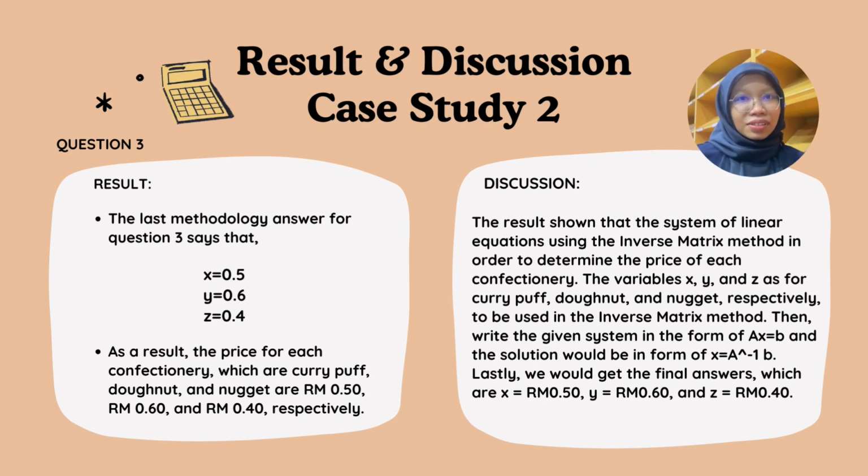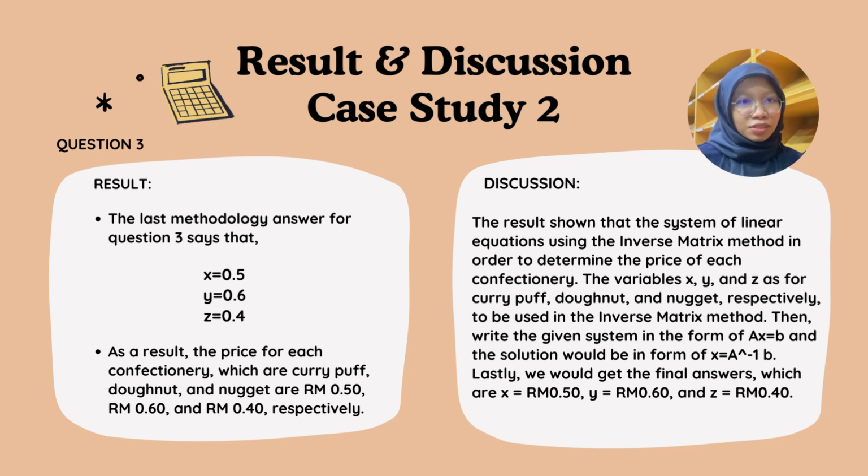As a result, the prices for each confectionery, which are curry puff, donut, and nugget, are RM0.5, 0.6, and 0.4 respectively. For the discussion, the results show that the system of linear equations can be solved using the inverse matrix method in order to determine the price of each confectionery.